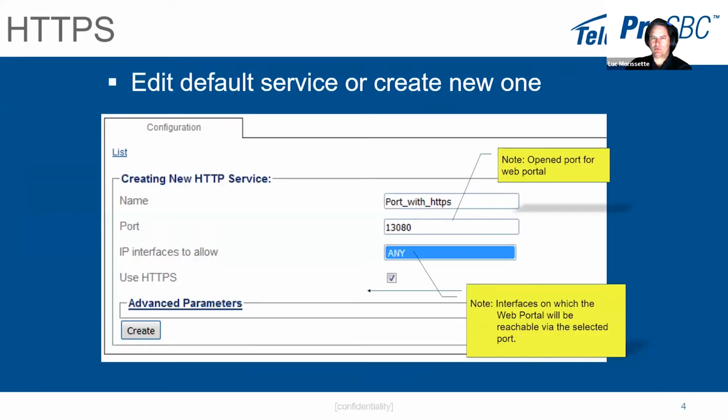So I'm showing you quickly the HTTPS. You just have to select this, select the port, and which interfaces are allowed. It's a good idea here to change this to something other than any. If you put any, that means you will be able to reach the configuration web portal from any interface, but maybe you want to limit that to only the management interface. So you can select it here.